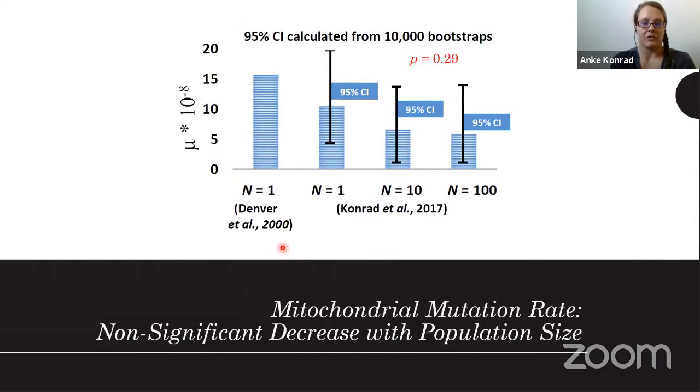So when you look at the actual mutation rate by population size, even though you do see a negative trend, which is what you expect if negative selection is acting on the mitochondrial variants, statistically speaking, this is not significant. So you can't say that there definitely is selection, though it may be hinted at.